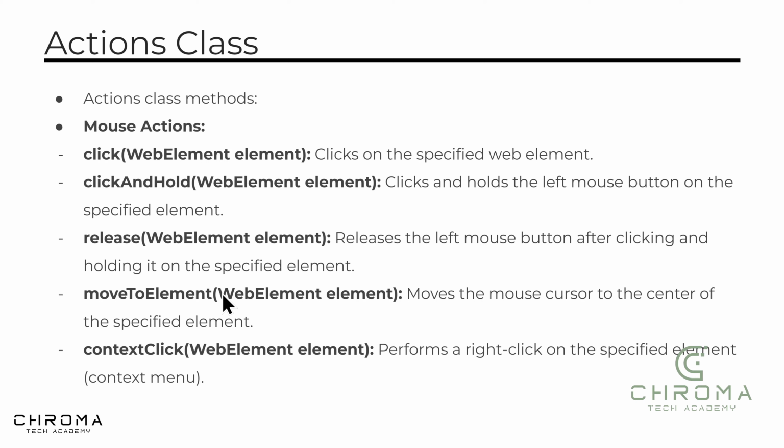The next method here is move to element. This is possibly one of the most common methods you'll use. This moves the mouse cursor to the center of the specified element. This is how you can hover over an element, and we'll show that as well. Context click performs a right click on the specified element as well. We can go ahead and show that as well.